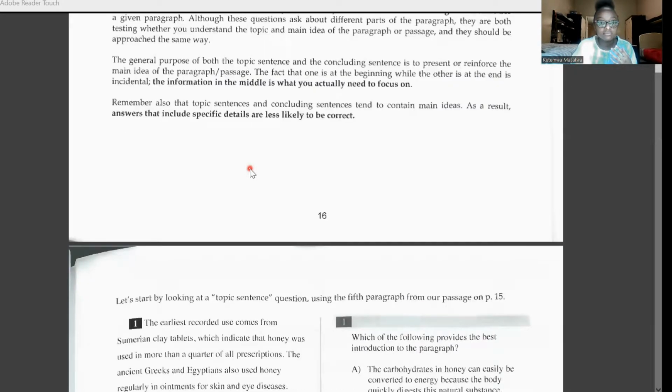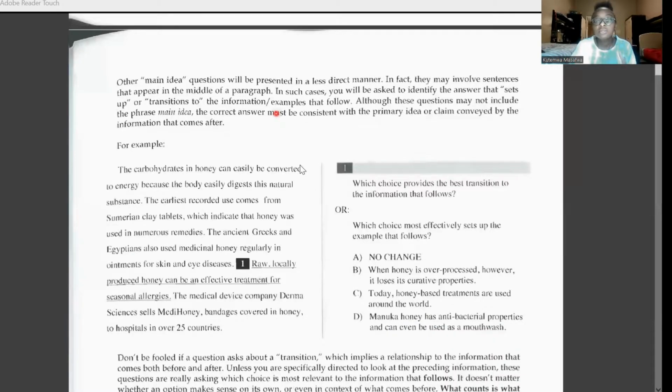So apart from these questions that will ask you to begin or conclude a paragraph, you can also have other questions that will test the main idea in a less direct manner. So in this case, you have sentences that appear within a paragraph. Okay, and then you're given a focus as well. You're asked which choice provides the best transition to the information that follows. And when you're given this specific focus about the information that follows, you're only going to have one answer, as I said. So which choice most effectively sets up the example that follows. You're only going to have one that's going to introduce those examples that follow. So when you're given that focus, make sure that that's what you're looking at.